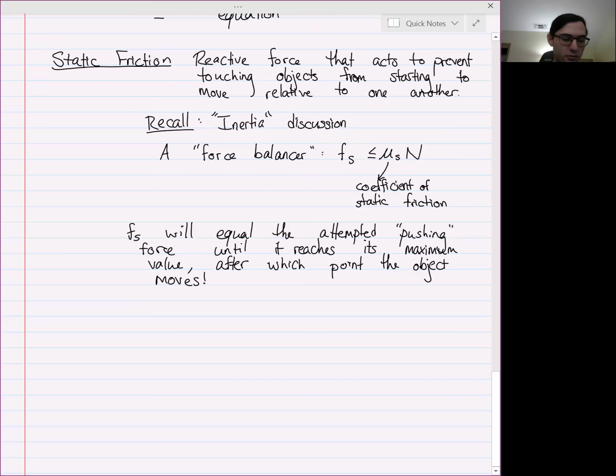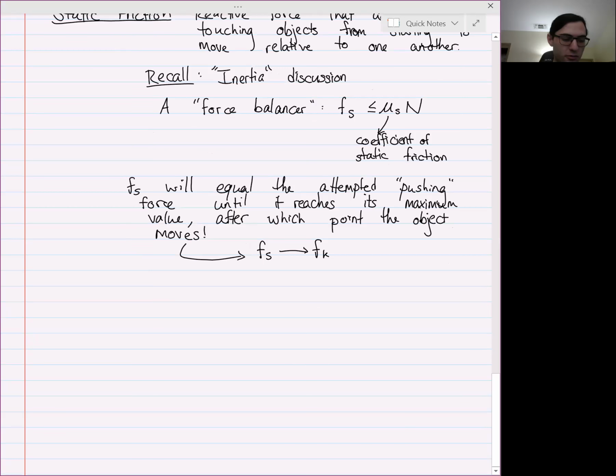And then once it's moving, we completely leave the realm of static friction. So static friction is basically there until the moment the object starts moving, and then the static friction is zero. There's no more static friction. However, once the object does start moving, the static friction transforms into kinetic friction. Now, the magnitudes aren't necessarily the same, but because it's no longer static, we just describe the force in a different way. We call it kinetic friction.